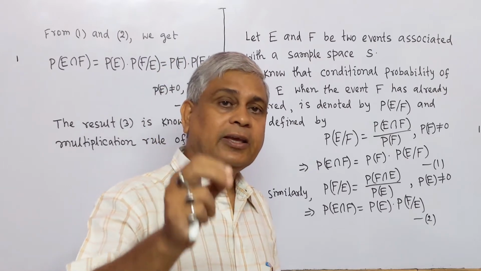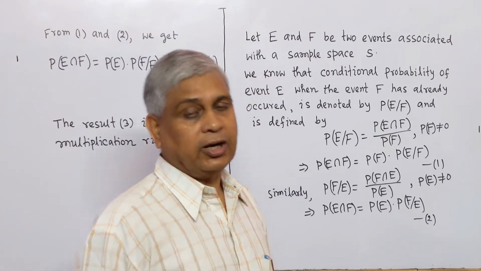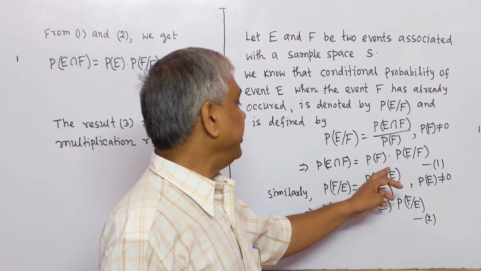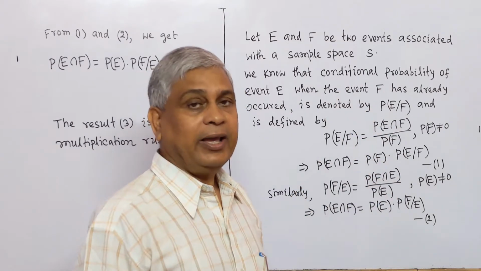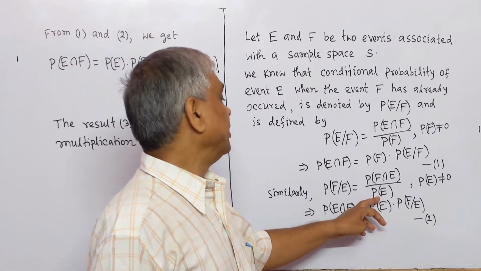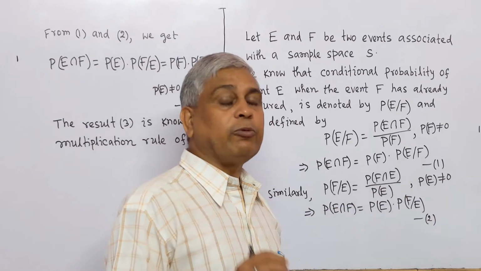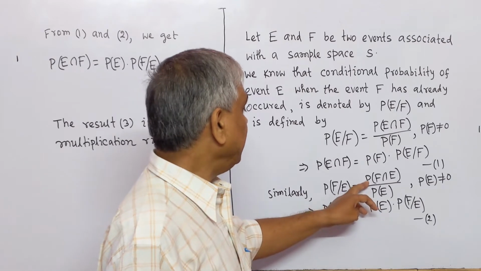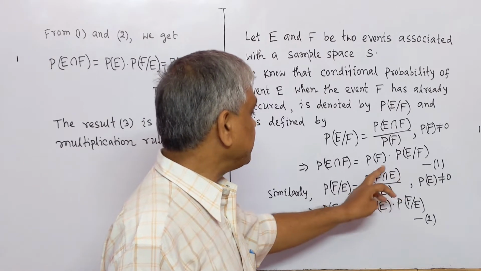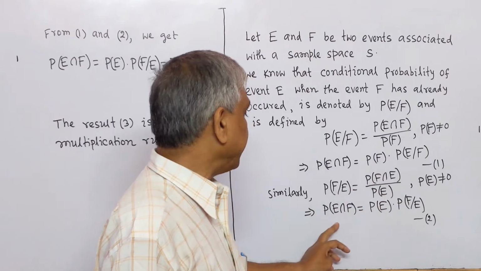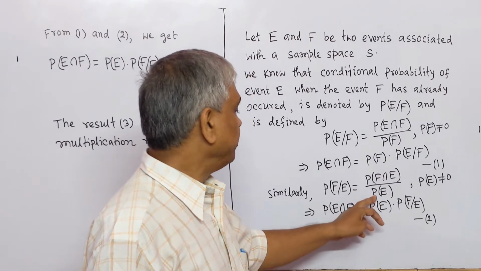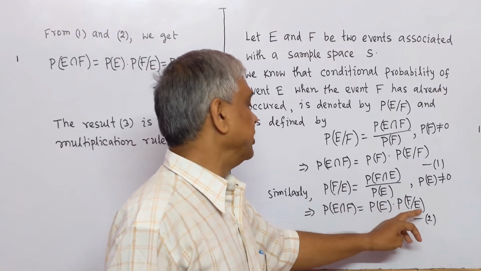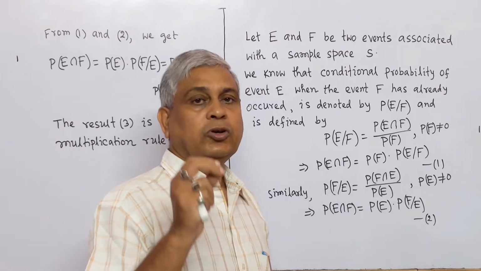And similarly, we may write P(F/E), the conditional probability of event F when the event E has already occurred, equal to P(F ∩ E) / P(E), P(E) not equal to 0. We may write P(F ∩ E), that is P(E ∩ F), equal to P(E) × P(F/E). This is number 2.